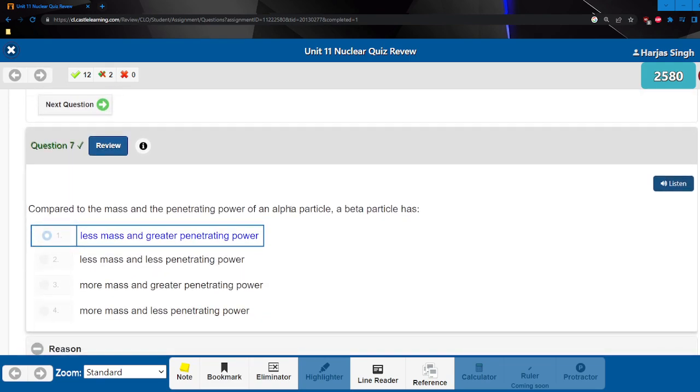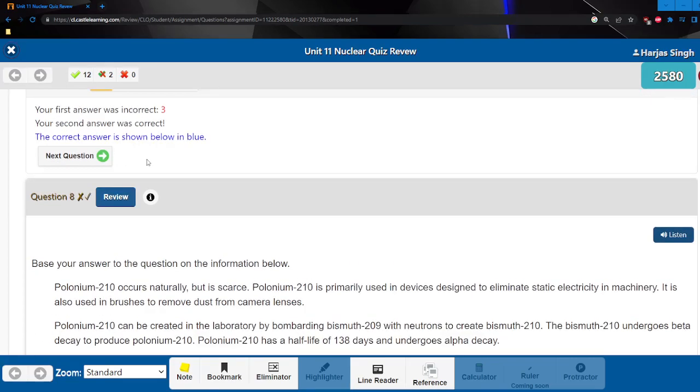Number 7. This is essentially what you did for the first question, albeit a slight change. So beta particle, less mass. It's small, so obviously less mass, but it's able to go through stuff way easier, right? So if you think about gaseous atoms, molecules, whatever, if it's small, it can go through easily. If it's bigger, like an alpha particle, not as easy, right? That's that for number 7.